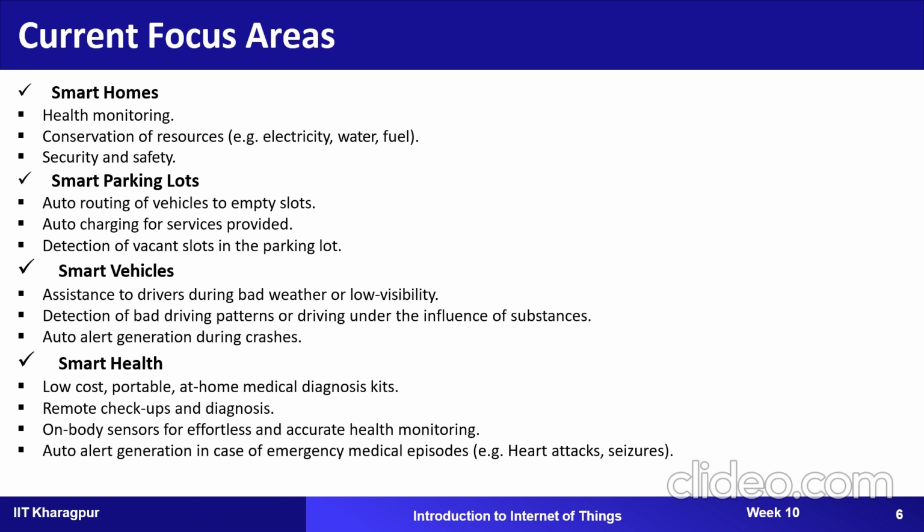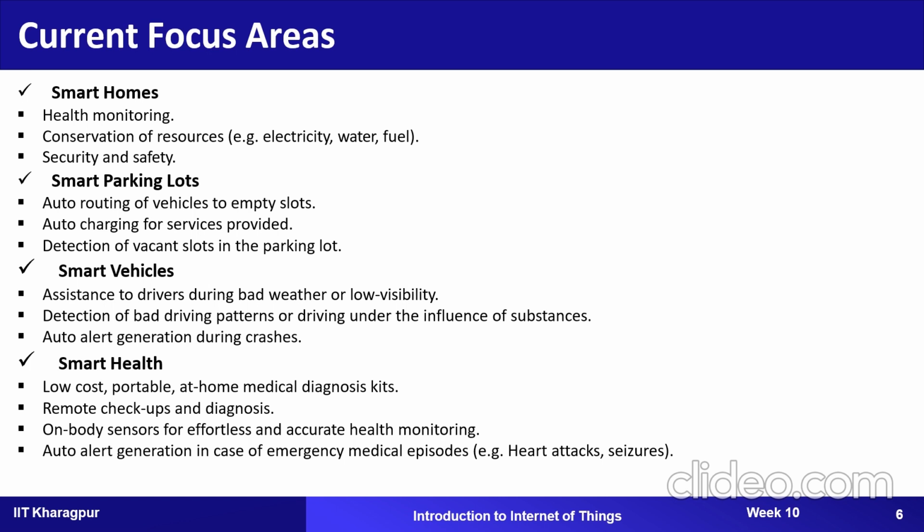So further, on detecting the vacant slot, you can guide the vehicle to that particular parking lot. Next is your smart vehicle. Smart vehicles can assist drivers during bad weather or low visibility. They can also detect bad driving patterns or driving under the influence of substances. Then they also generate automatic alerts during crashes.